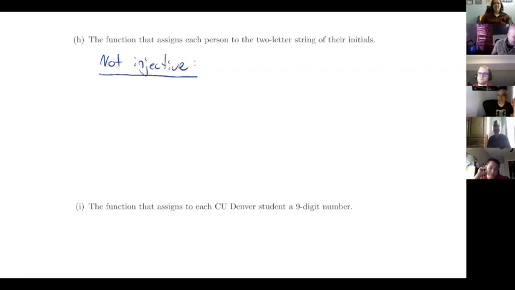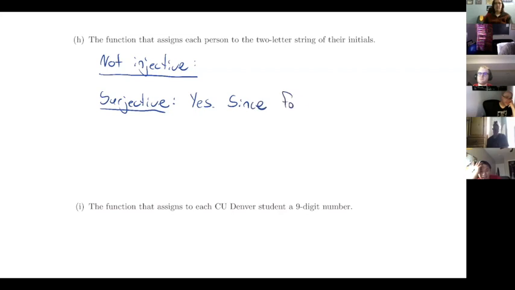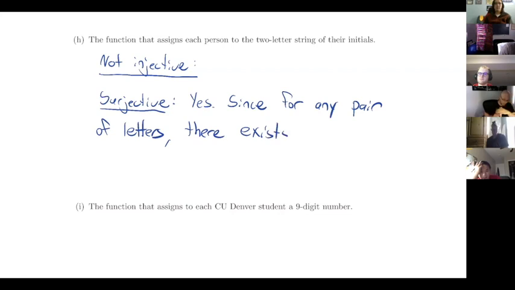I guess what I'm asking is, for these questions, like as far as handling the equivalence functions, proving or disproving each part, for this problem what would we do? Would we just assume that it's not surjective? I mean, we can't assume that it is surjective. So how would we technically do the proof? I'll write that out right here. For any pair of letters, there exists a person with those initials.